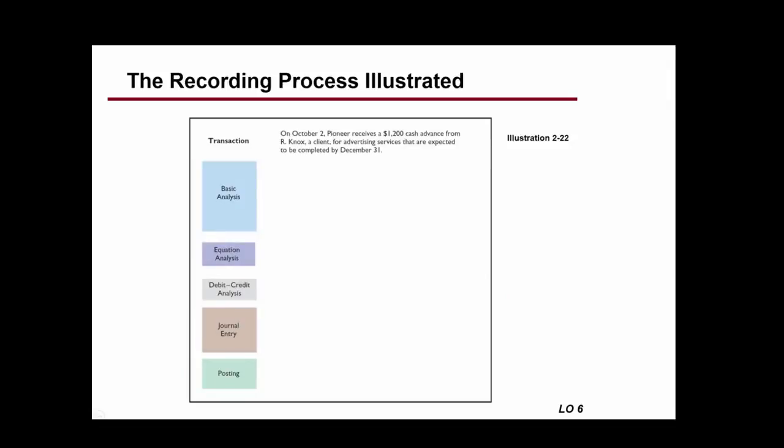So Pioneer receives a $1,200 cash advance from a client. So they received cash in advance for advertising services that they will be performing in the future, not now. What are the accounts that are involved? Again, we have to analyze the transaction. What happened here? They received cash in return for services that will be provided in the future.